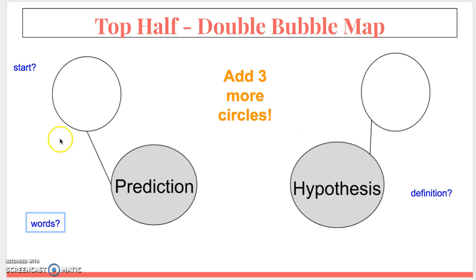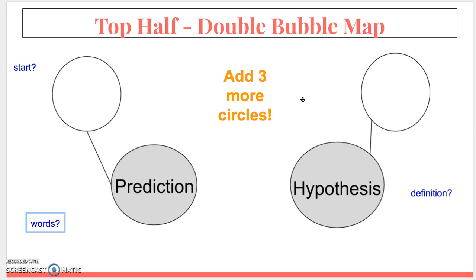The first side has two bubble maps started for you. A bubble map for prediction and a bubble map for hypothesis. So let's just talk about prediction right now. We drew one circle for you. You need to have at least 4 circles on each bubble map. So prediction will have 1, 2, 3, 4 circles. Hypothesis will have 1, 2, 3, 4 circles. You are going to make them, okay?